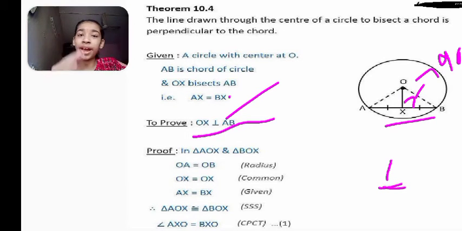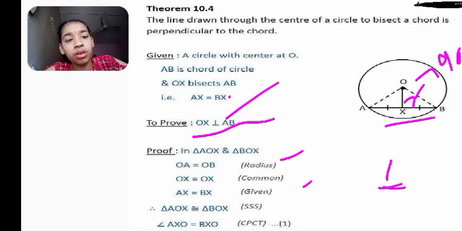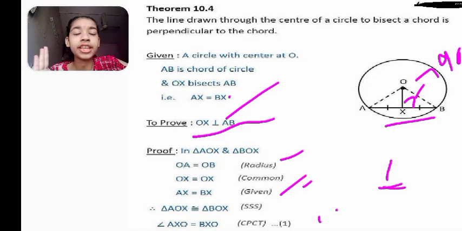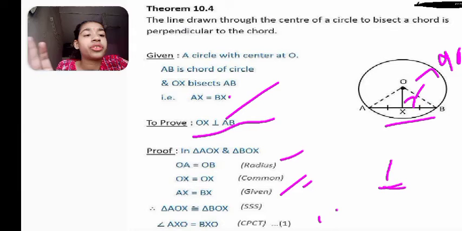So by the same method we will form two triangles here by construction of OA and OB. The two radii of the circle will be equal, and OX equals OX because it is common, and it is given in the question that AX equals BX. So by SSS congruence criteria, the triangles are congruent, and by CPCT it can also be proved that angle AXO equals angle BXO.